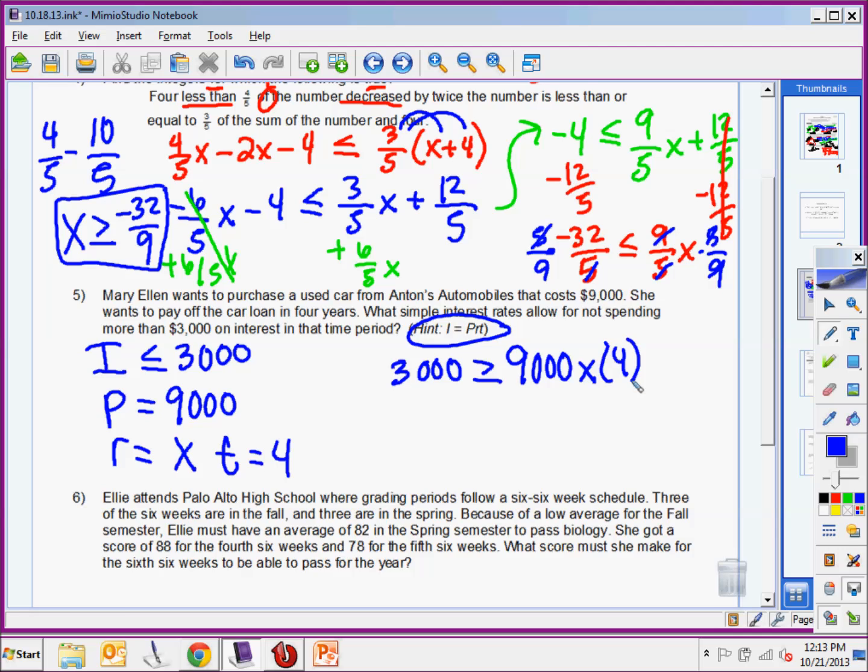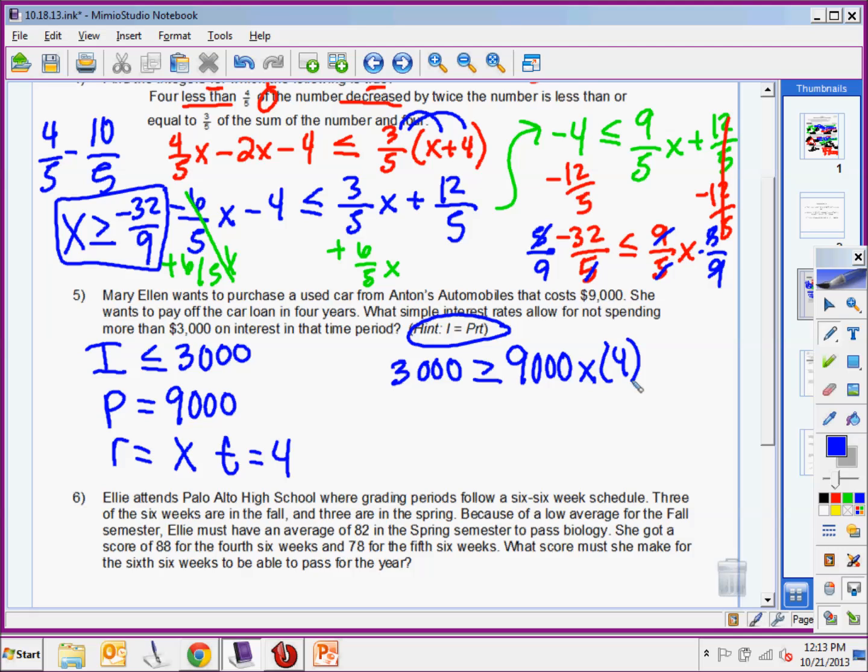I have a question. If she just wants to pay it in 4 years, why would you multiply by 4? Because she only wants to pay it in 4 years. Would you divide it? No, you're following the formula. This is the interest formula, the simple interest formula, which is how you find what your interest is going to come out to.